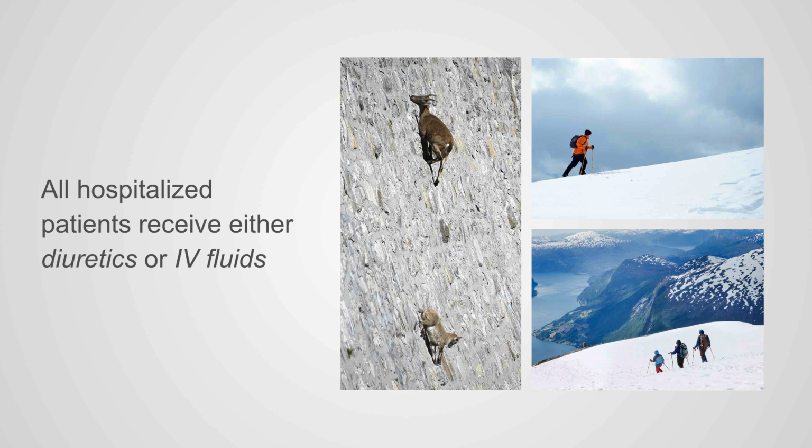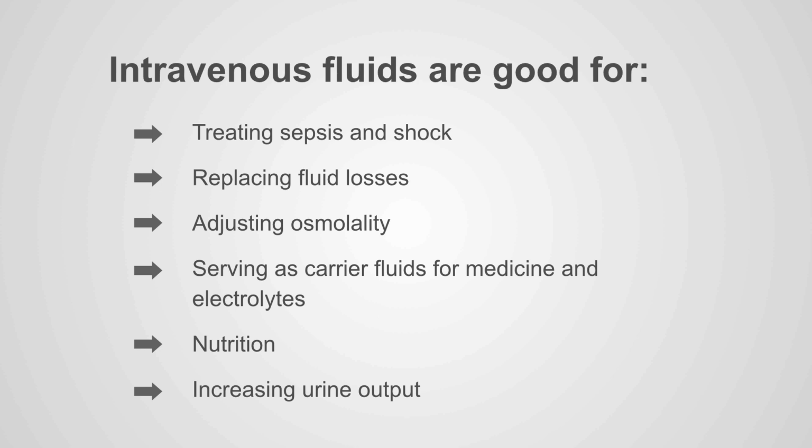Because of this, these medicines become super important, and we need to have more than just a basic understanding of how they work. Intravenous fluids have various uses, but you can break them down into these 6 categories. They're used to treat sepsis and shock. They're used to replace ongoing fluid losses.